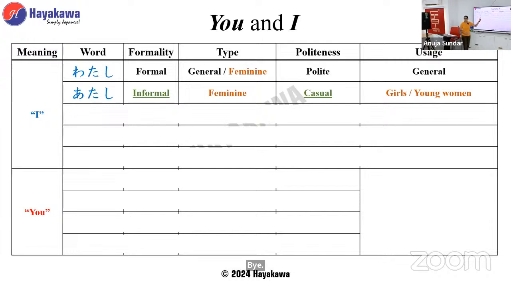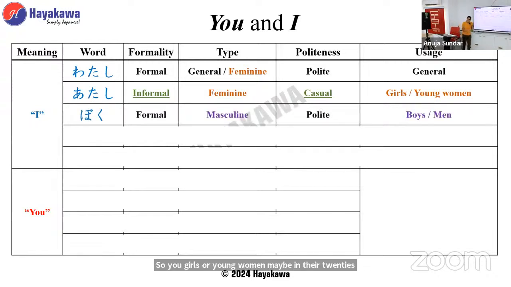Atashi. Yes. Okay? Atashi is an informal and casual way that women call themselves. Sometimes, not all women, some women. So you girls or young women, maybe in their 20s, sometimes even older women may use it. So when you're watching for this, you can listen for it.